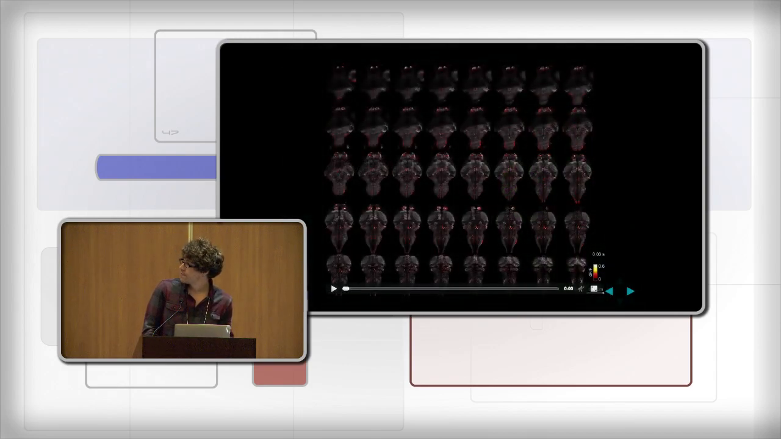So here is a movie showing what the results of such imaging look like. This is from a paper that was published just earlier this year by Misha and Philip.